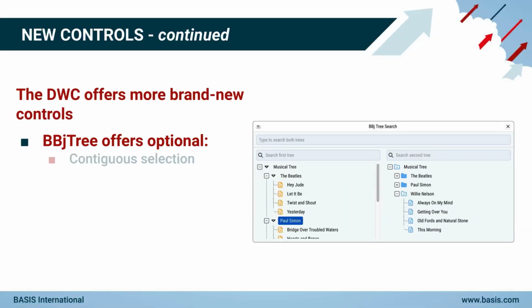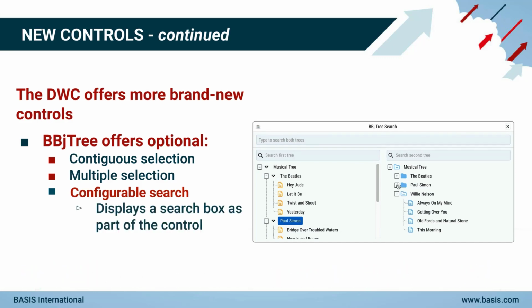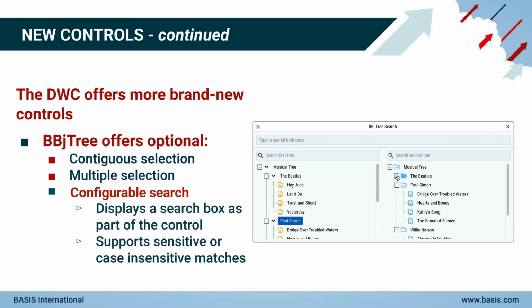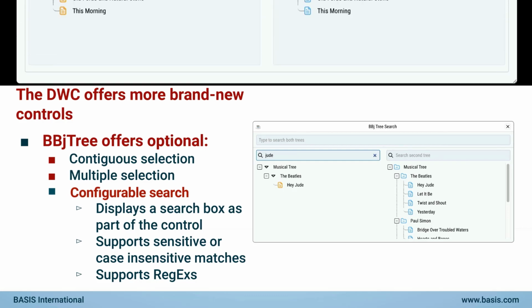The BBjTree is another new control for the DWC, and its killer feature is the optional built-in search capabilities. In one line of code, we can tell the DWC to integrate a fully autonomous search box into the control. That's it. No adding another control, setting icons, adding in a clear button, setting placeholder text, writing callback routines, or dealing with the searching algorithm at all, apart from deciding whether or not it ought to be case-sensitive.